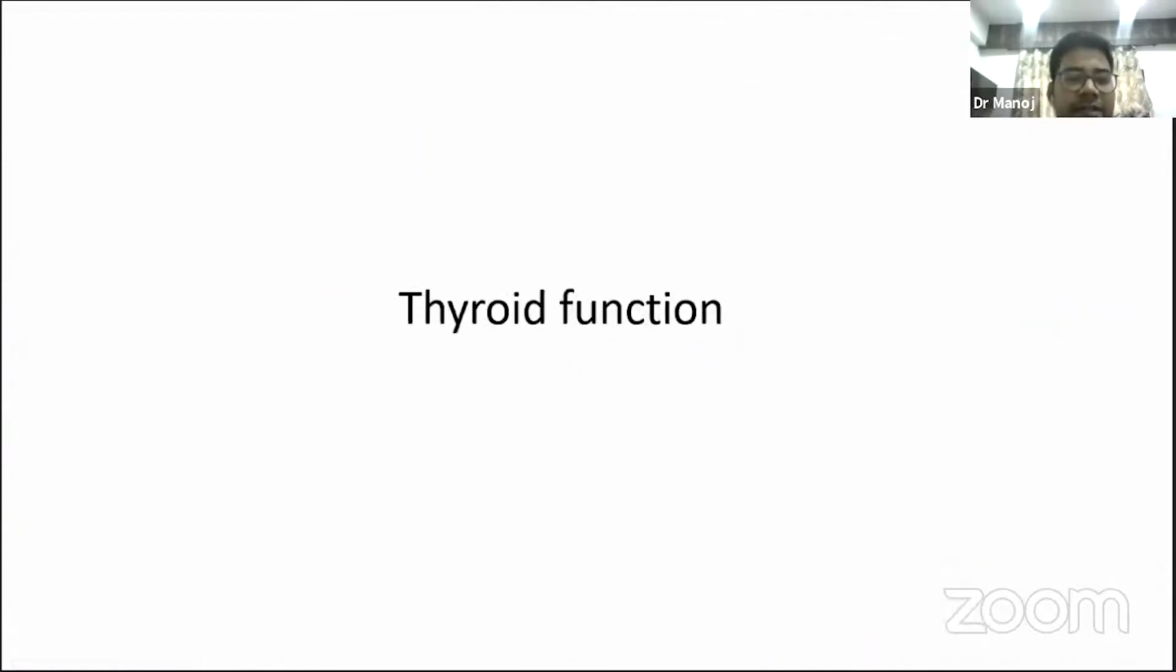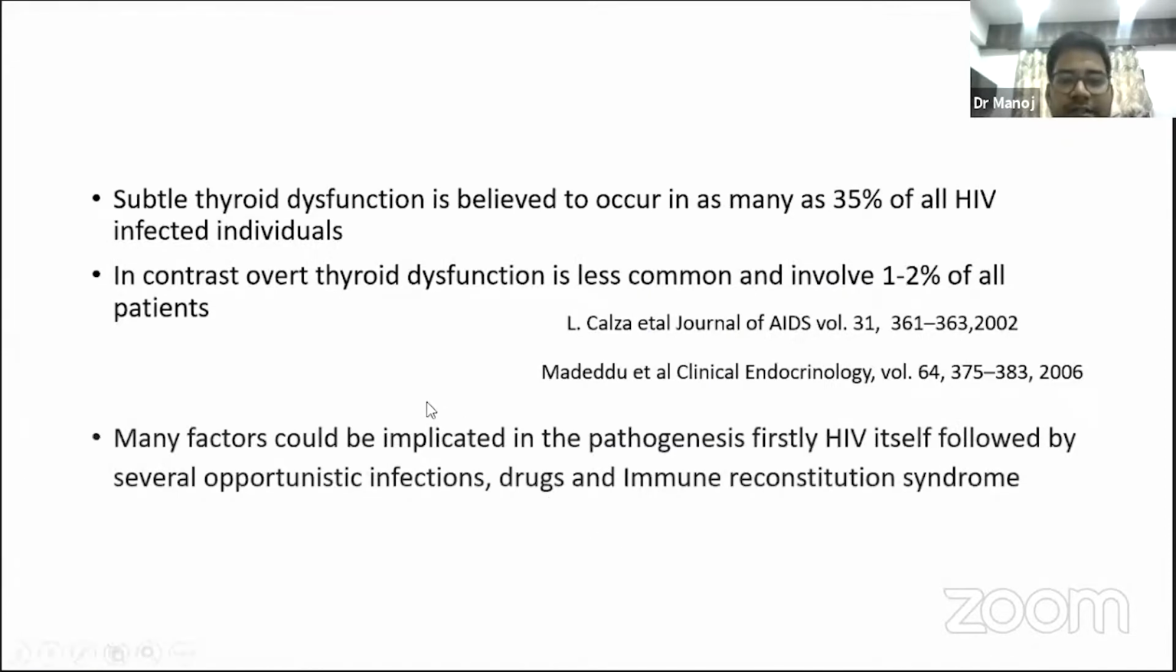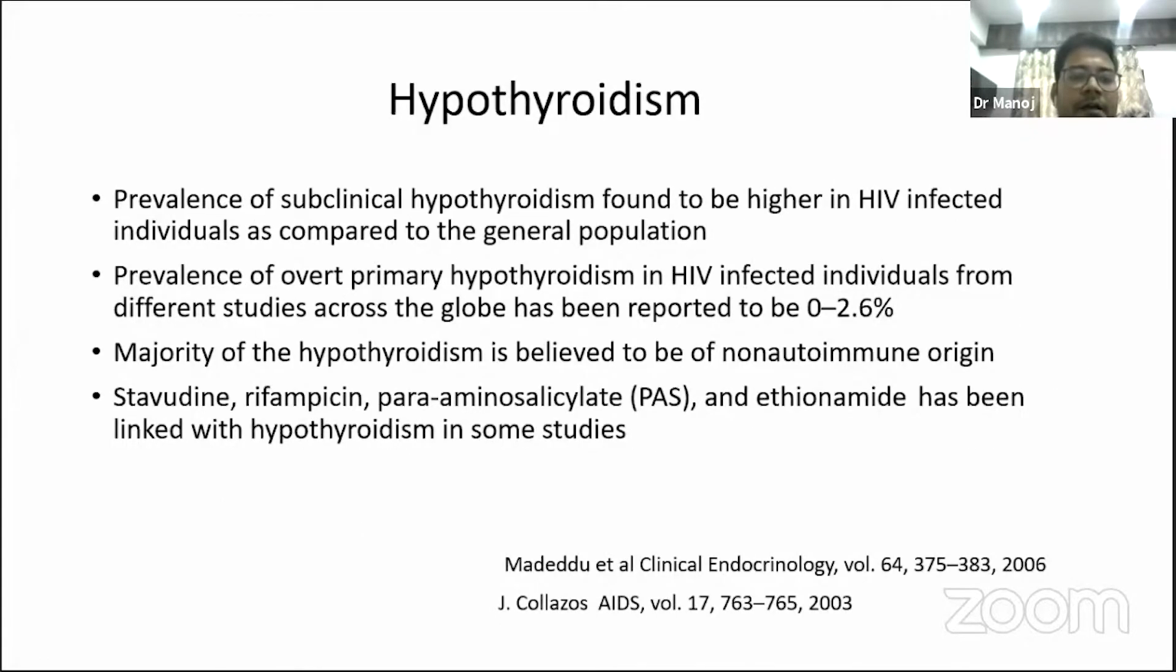Now, coming to the thyroid function, subtle thyroid dysfunction occurs in around 35% of HIV infected individuals. In contrast, overt hypothyroidism is less common, around 1 to 2% of all patients. Many factors could be implicated in the pathogenesis: firstly HIV itself, followed by several opportunistic infections, drugs, and immune reconstitution syndrome. Subclinical hypothyroidism is higher as compared to the general population, but overt hypothyroidism is reported in 0 to 2.6% of patients, and it is mainly non-autoimmune, whereas in the general population it is of autoimmune origin.